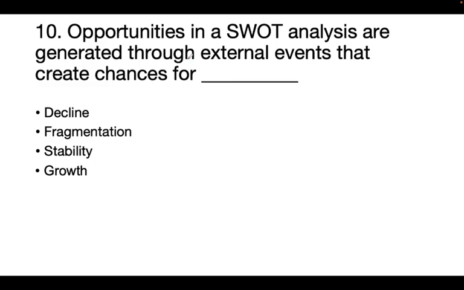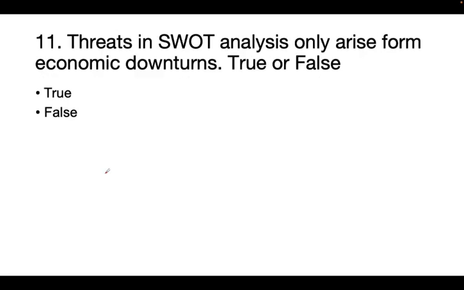Next question. Opportunities in a SWOT analysis are generated through external events that create chances for decline, fragmentation, stability, or growth. So the correct answer is growth. Next question. Threats in SWOT analysis only arise from economic downturns. True or false? The answer is false.